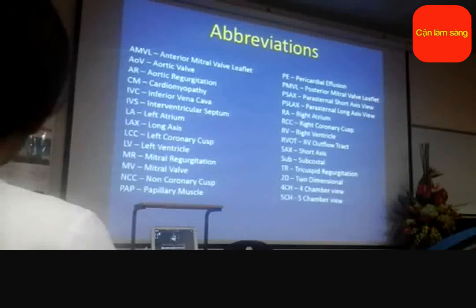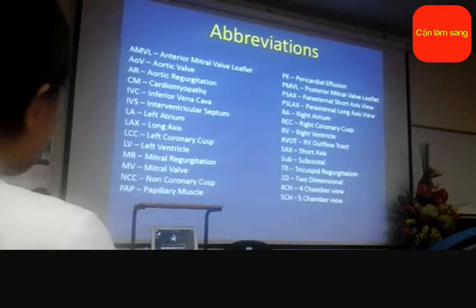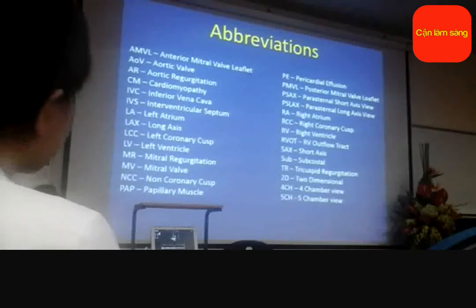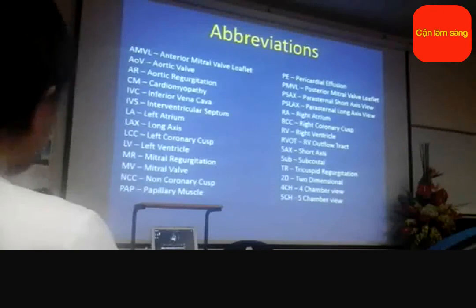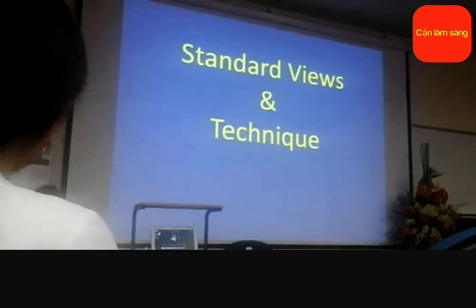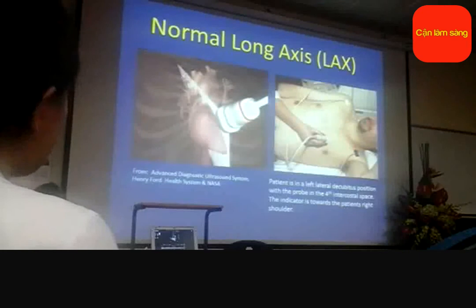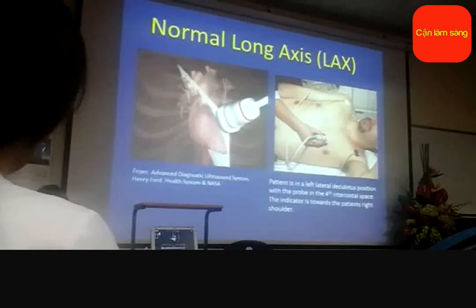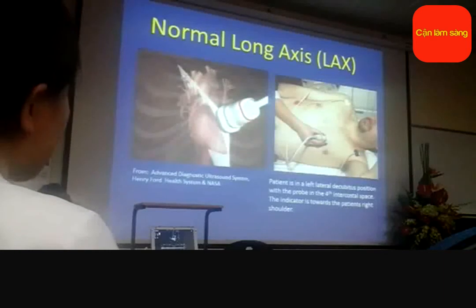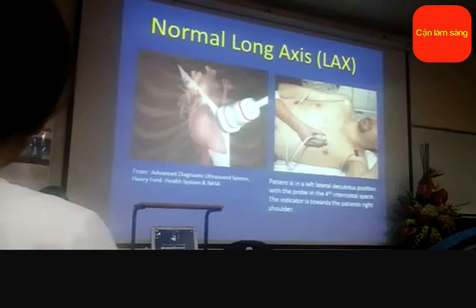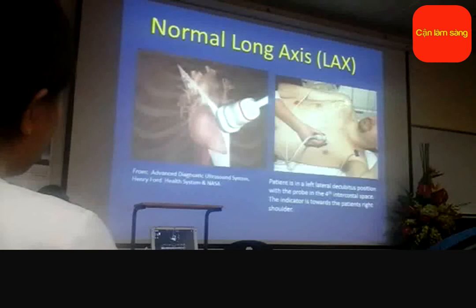So in cardiology we love abbreviations. But you know or you will be learning most of these. So standard views and technique. We image most of our patients turned on their left side, which shifts the heart out from underneath their sternum. So to see the long axis, the indicator on the probe is towards the patient's right shoulder.